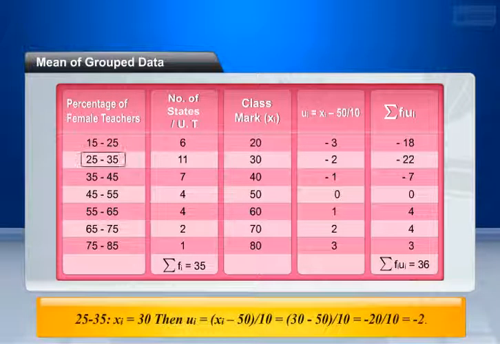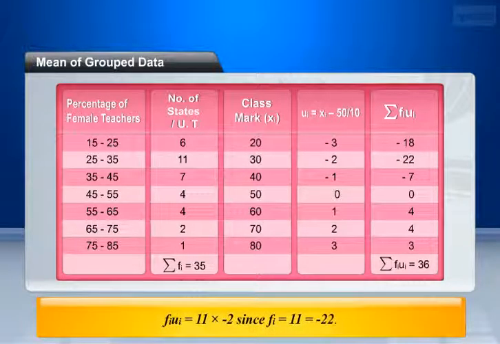Consider the class interval 25 to 35, where xi equals 30. Then ui equals (xi minus 50) by 10, which is (30 minus 50) by 10, which is minus 20 by 10, which is minus 2. Now, fiui equals 11 into minus 2, since fi equals 11. This is equal to minus 22.